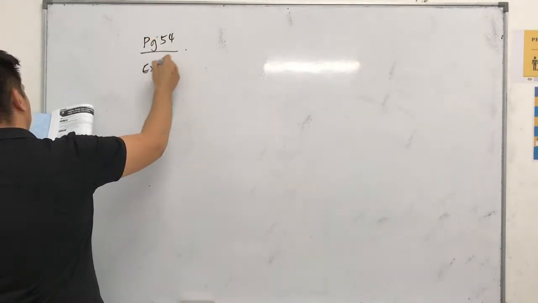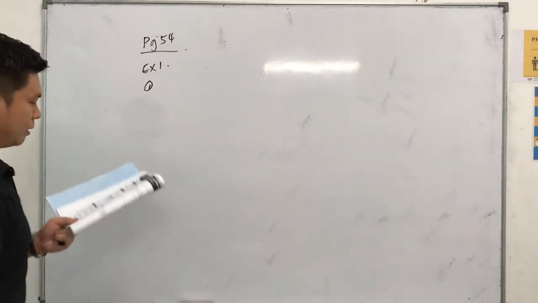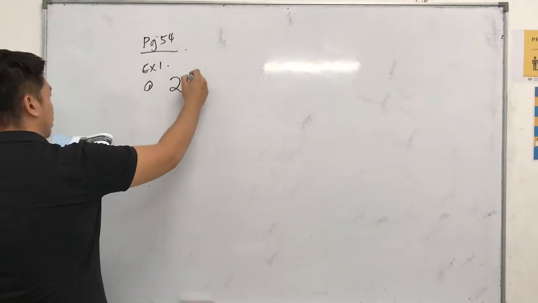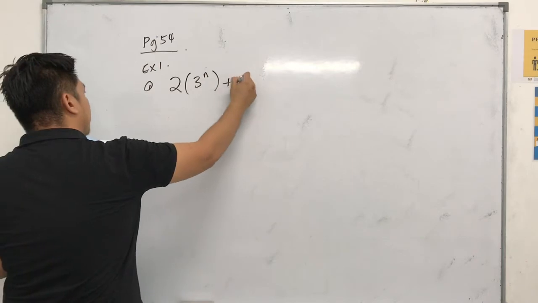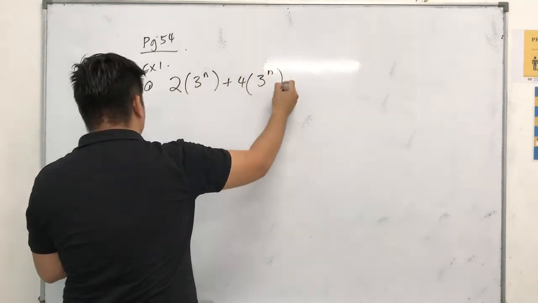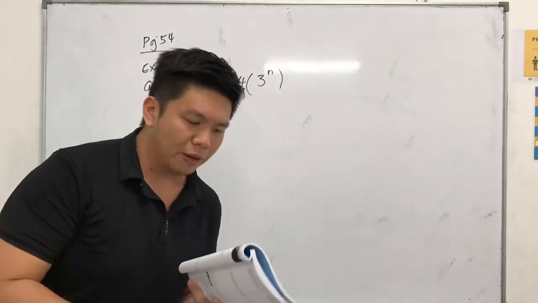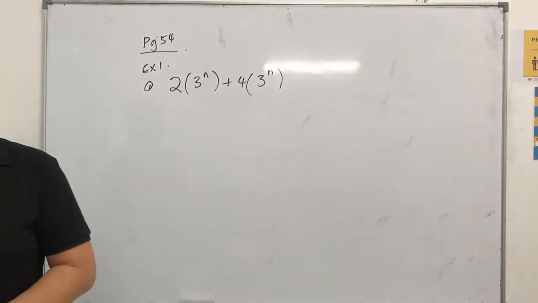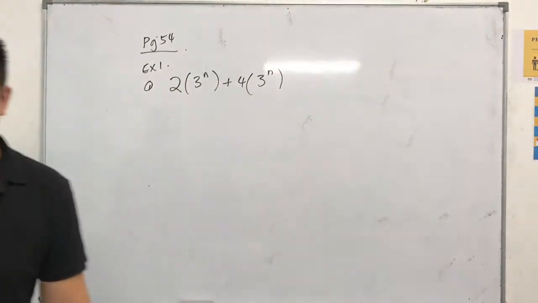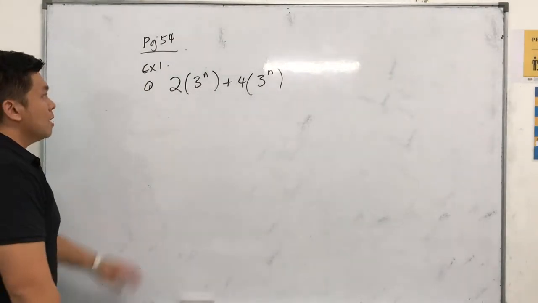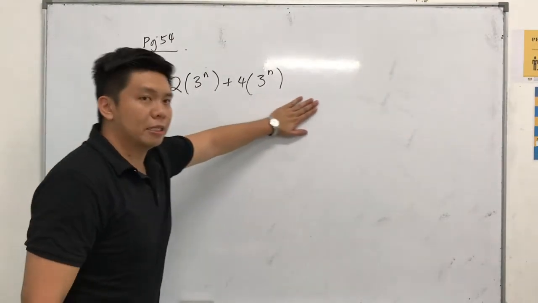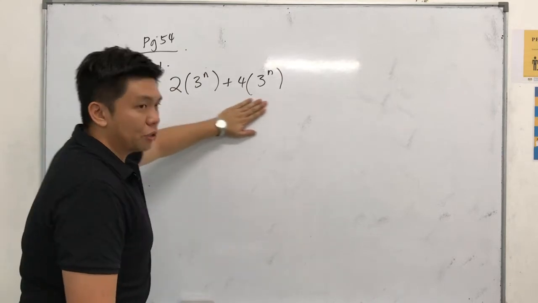Exercise 1, question number 1. What you have over here is 2 times 3 to the power of n, plus 3 to the power of n. The question is asking you to express the following in the form of m times a to the power of n, where a is a prime number. It doesn't matter, the question is actually asking you to simplify, that's it. Now, how are you going to simplify this particular thing?